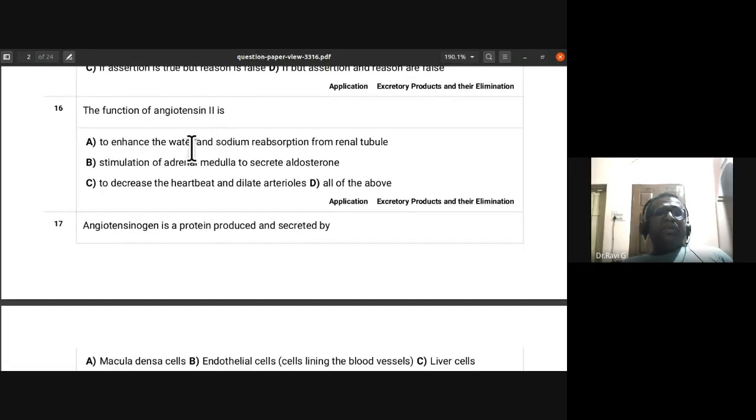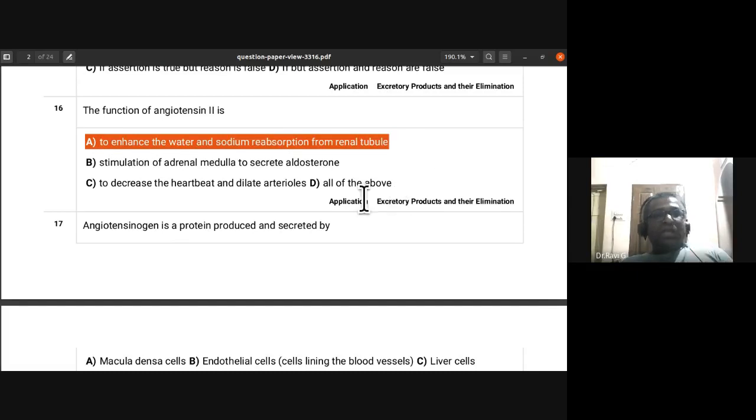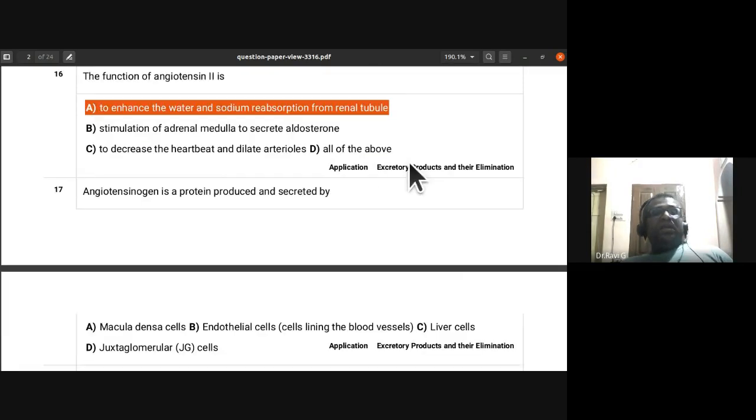The function of angiotensin 2 is to enhance the water and sodium reabsorption from renal tubule, stimulation of adrenal cortex to secrete aldosterone, or is it to decrease the heartbeat and dilate arterioles? All of the above. So 16th one, the right answer is A, to enhance the water and sodium reabsorption from renal tubule. That is the function of angiotensin 2.